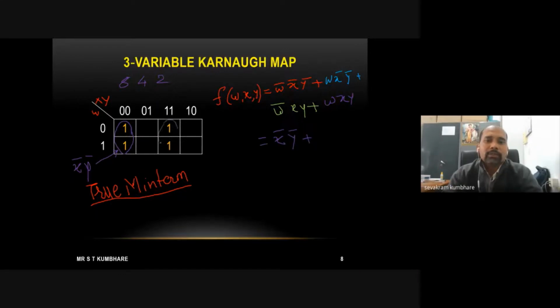Similarly, I can club these 2 also. So if I club these 2, what will I get? Again, W is changing from 0 to 1 in this grouping. But X and Y are not changing, and X value is 1, Y value is 1. So I can write down this as X and Y. So this is the simplified f of W, X, Y. This is the simplified expression for this Boolean expression.